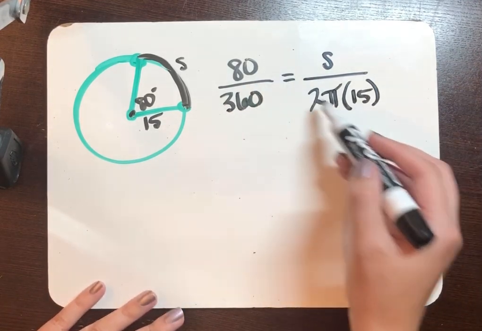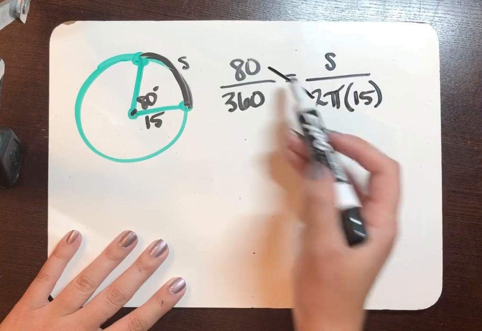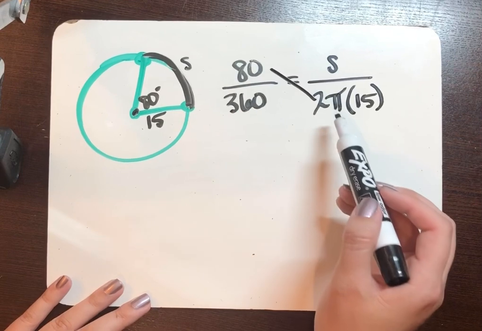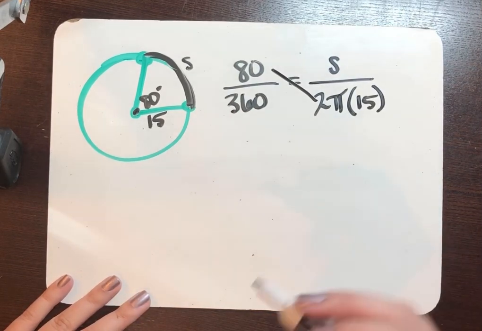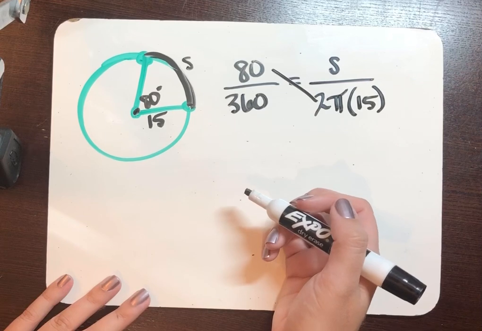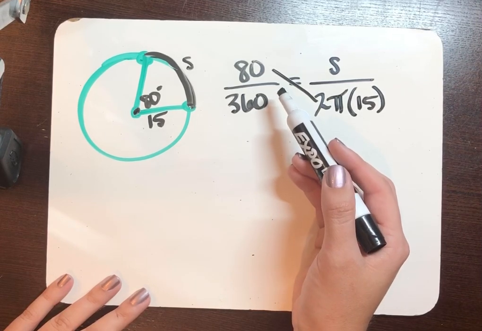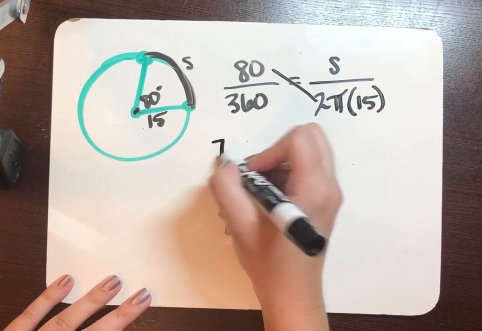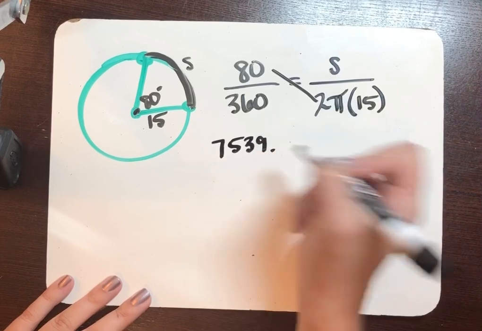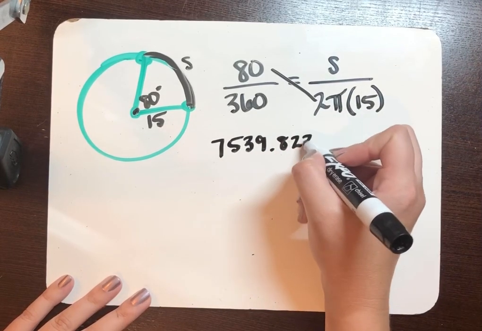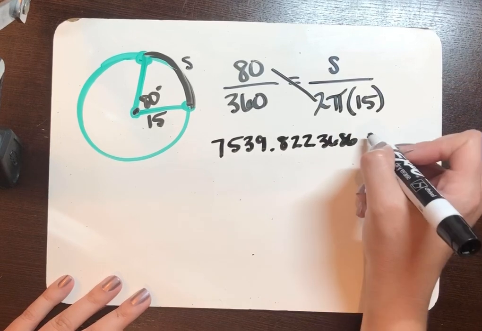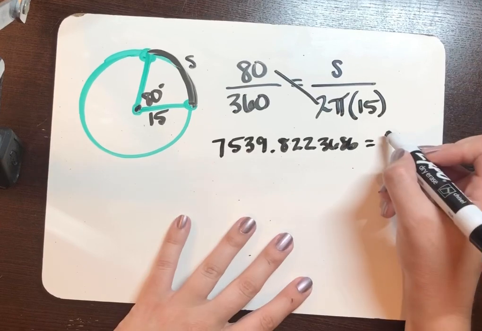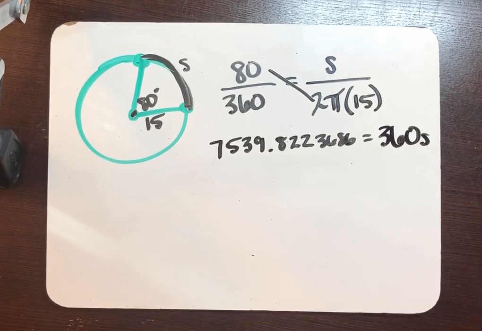So from here, I just have to cross multiply. So when I cross multiply 80 times 2 times pi times 15, I'm just going to type all of that in my calculator at once. And I need to keep several decimal places when I do this. So in the calculator, when I type 80 times 2 times pi times 15, I get 7,539.8223686. That is all equal to 360 times S, which is just 360 S.